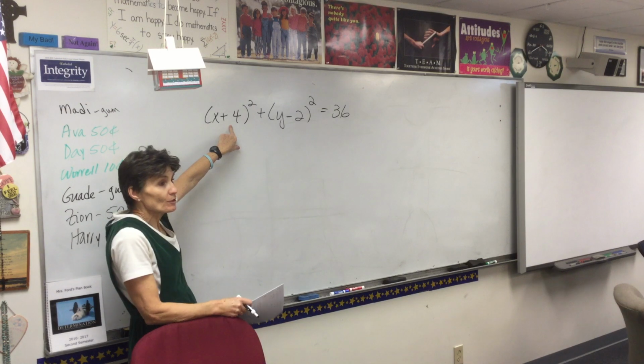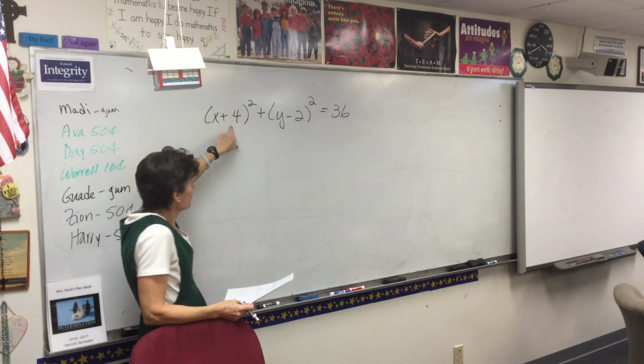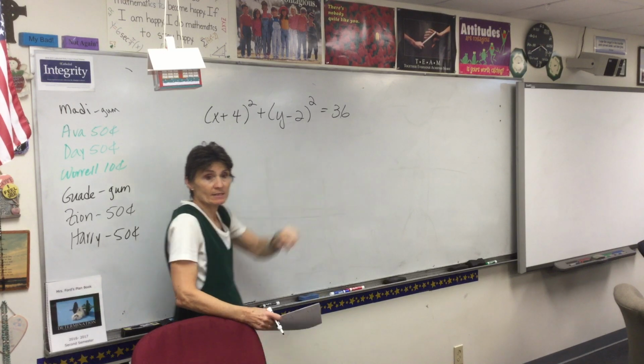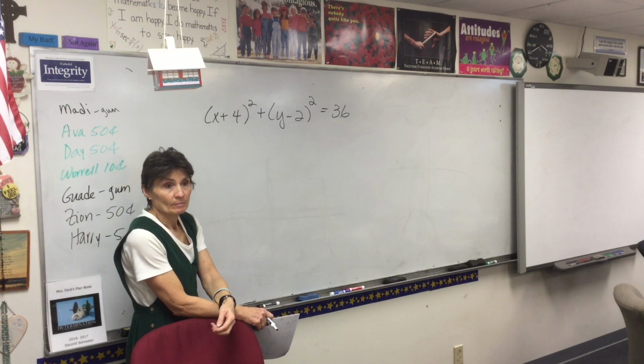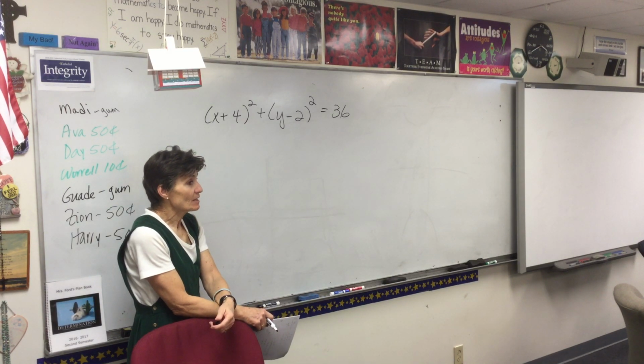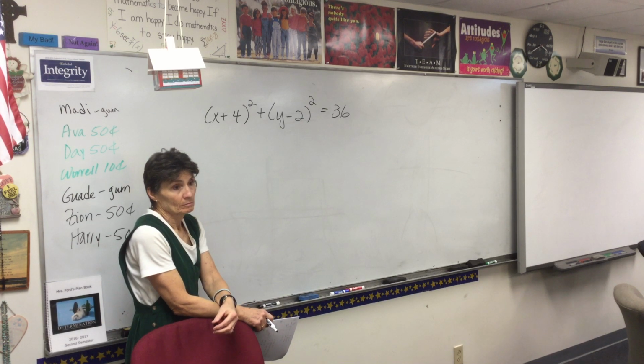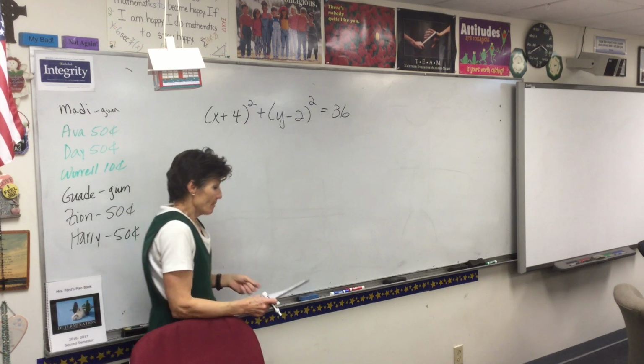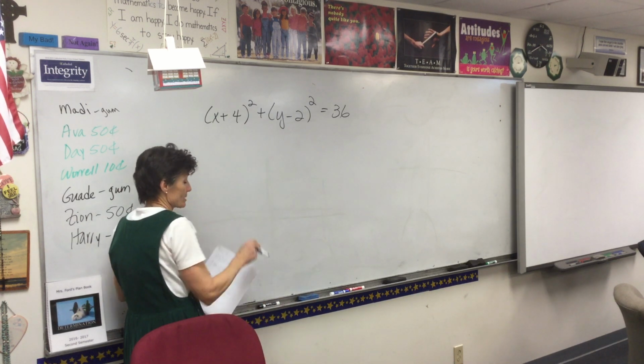So the center is at (-4, 2), and the radius is 6. There's not even any work to show. Right? That's an easy one. That's what the equation of a circle looks like.